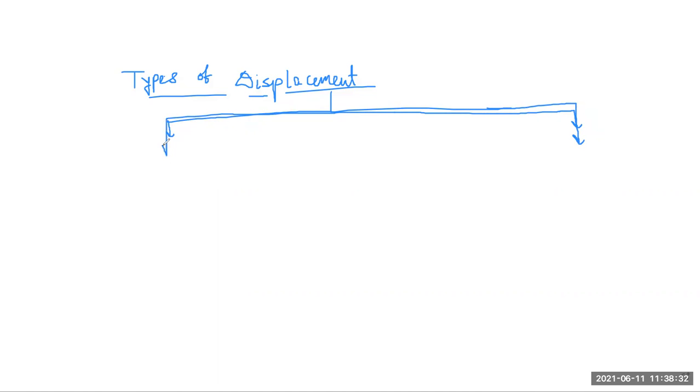Just observe here, there are two types of displacement. One is your deflection, possible in your structure, and the other is your rotation.